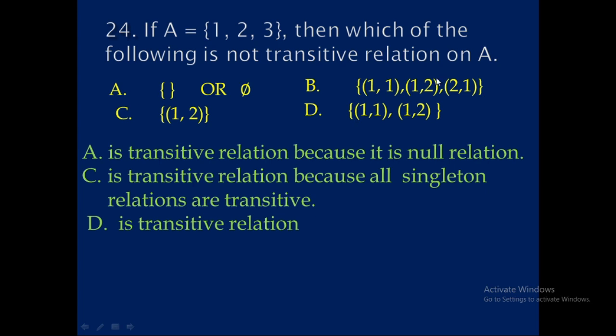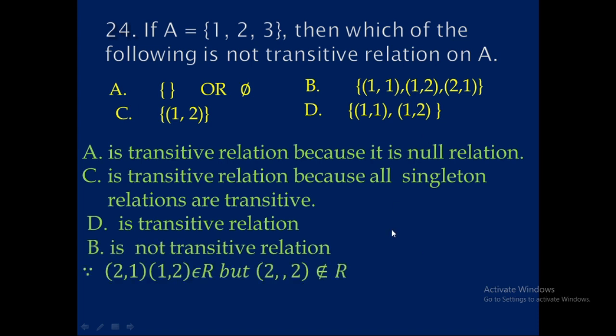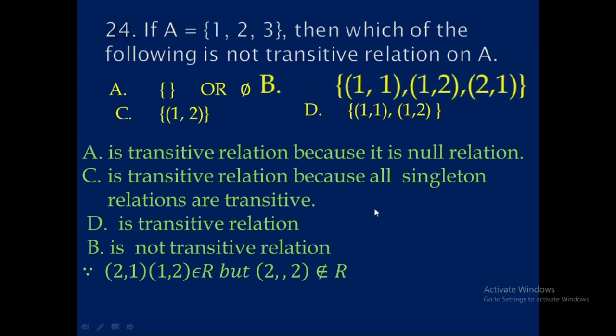Just check here. (1,1) and (1,2): the first one is (1,2), and (2,1) and (1,1) gives (2,1). Therefore, transitive. (1,2) and (2,1) give (1,1), which belongs to the relation. Therefore, transitive. But similarly, (2,1) and (1,2) belong to the relation, but (2,2) does not belong to the relation. Therefore, it is not transitive. Therefore, the correct option is B, which is not a transitive relation.